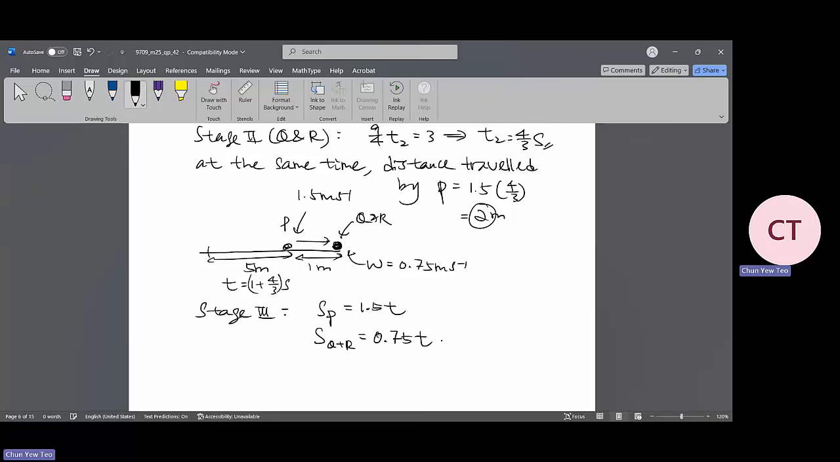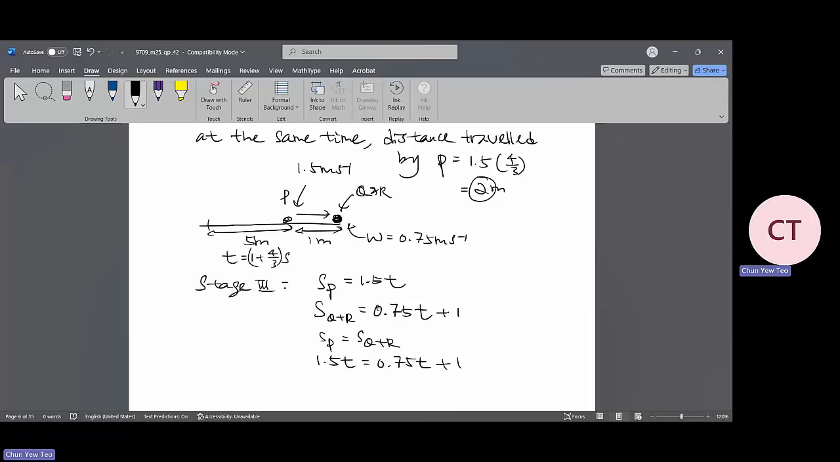But the combined particle is actually 1 meter ahead of P, so you just need to write it like this. When they collide, SP and SQ plus R are the same. So we have 1.5T equal to 0.75T plus 1. At the end, you solve it, and your T will be equal to 4/3. This is the T3.